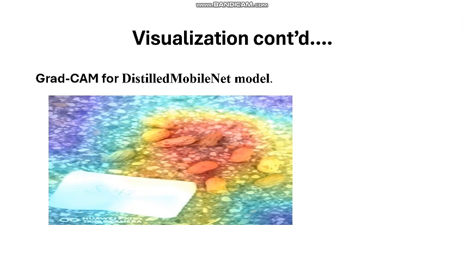The first visual we have is for Grad-CAM. The first visualization is the Grad-CAM for the distilled MobileNet model. With this Grad-CAM output, we can observe some different features. For example, we have red and yellow colors.